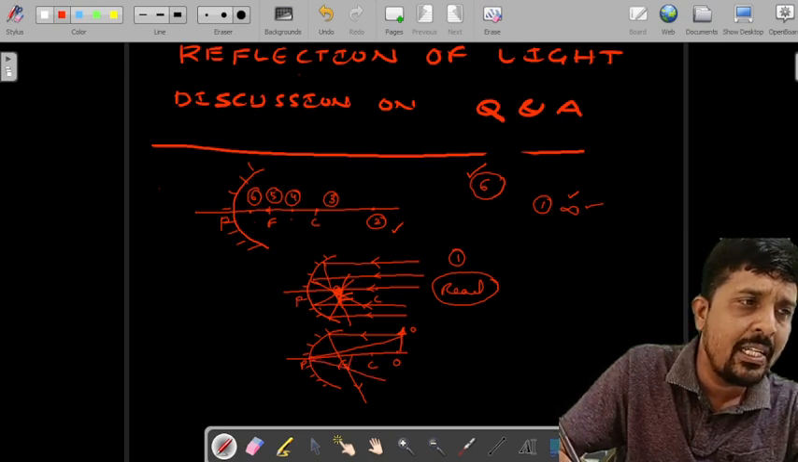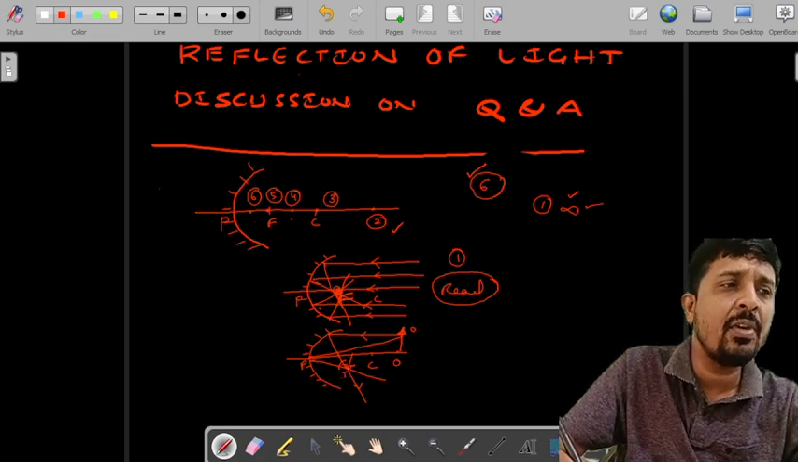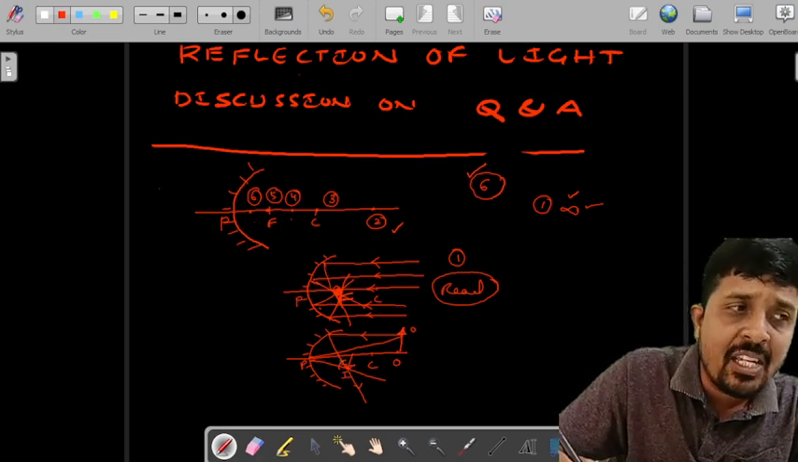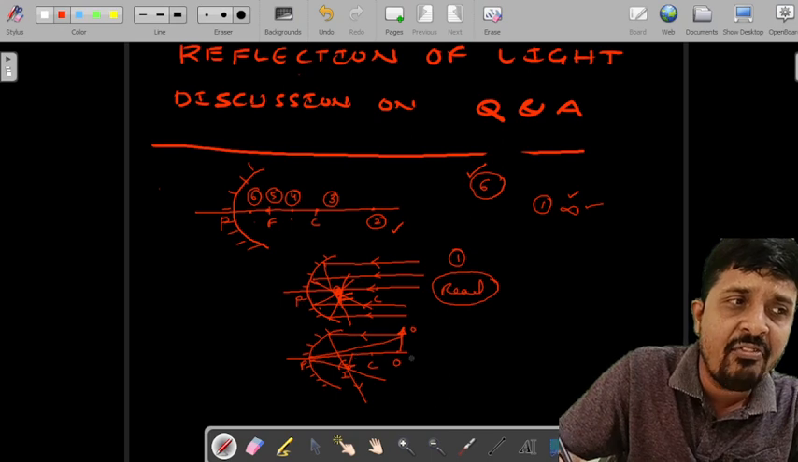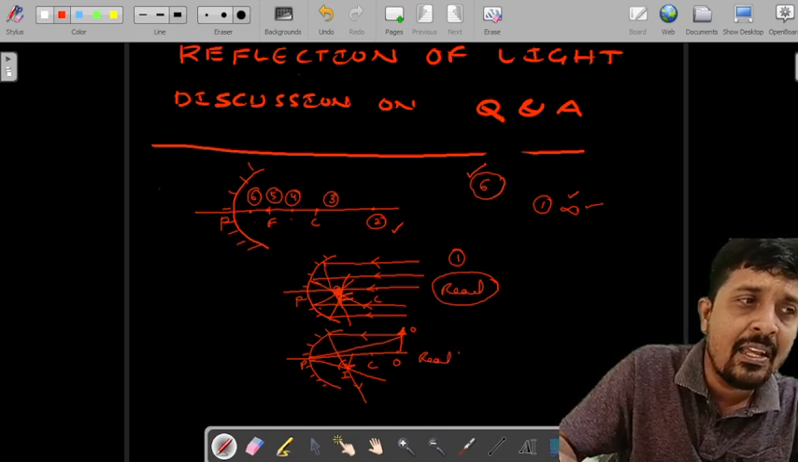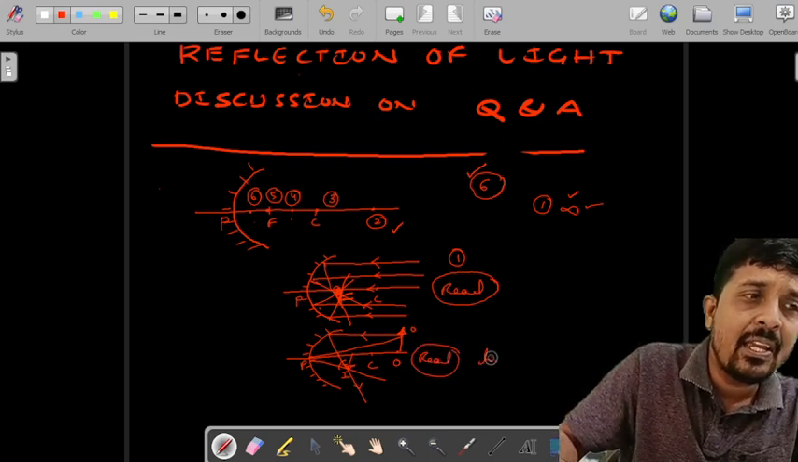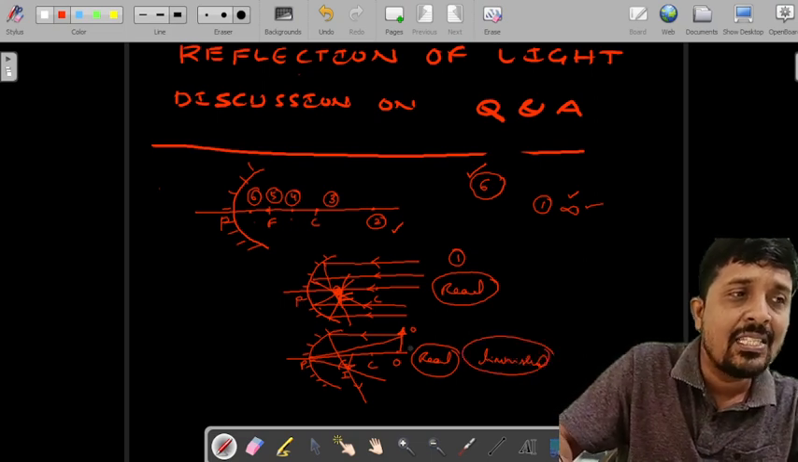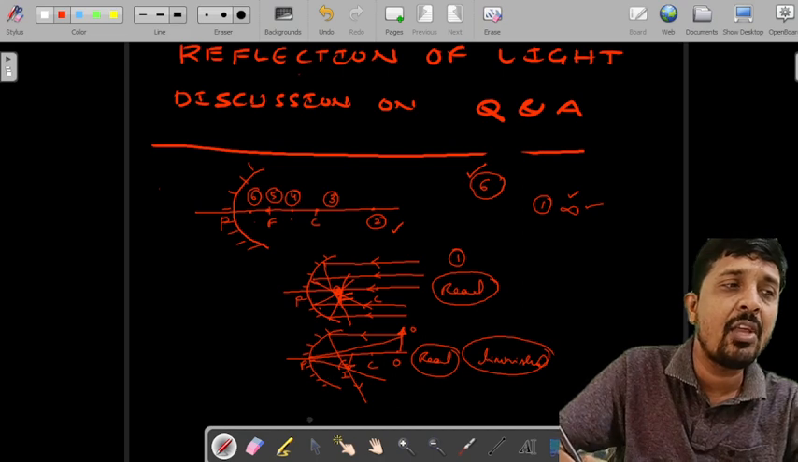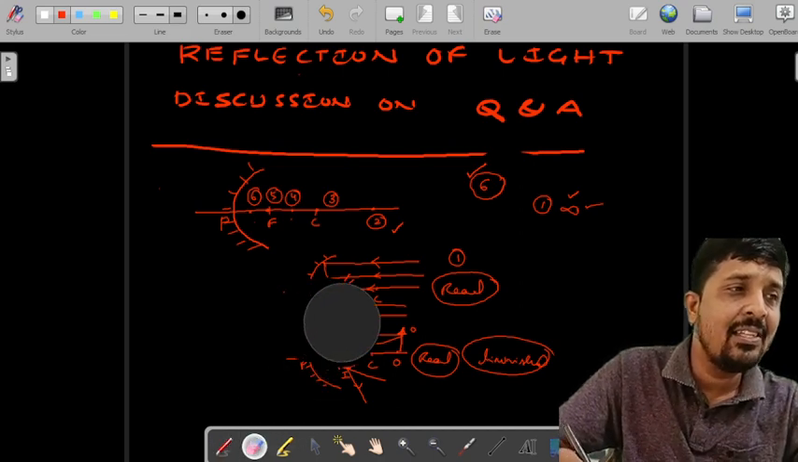That means it is the place where the image is going to be formed. Could you please tell me where the image is formed? Image is formed between F and C, and it is a real image, but it is a diminished image. That means size of the object is more and size of the image is less. These are the two conditions.